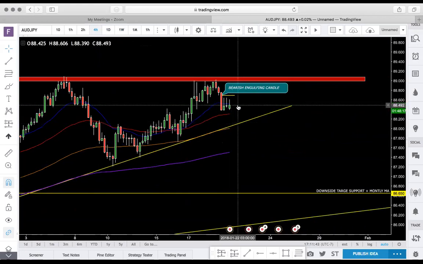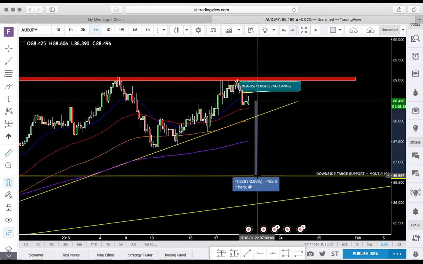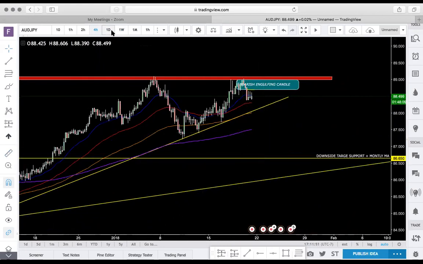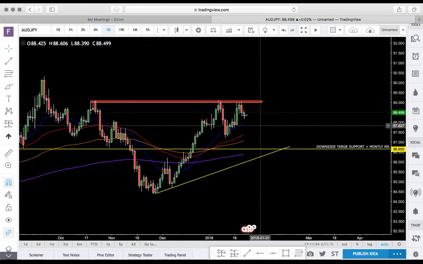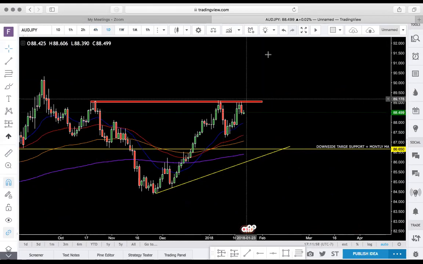Right now, to the downside, you could be looking at maybe a 180 pip move. And if you want to play it safe, then just wait to see what happens with price. If price breaks out above this level here, then it's a buy.